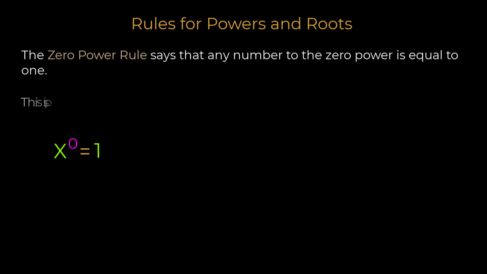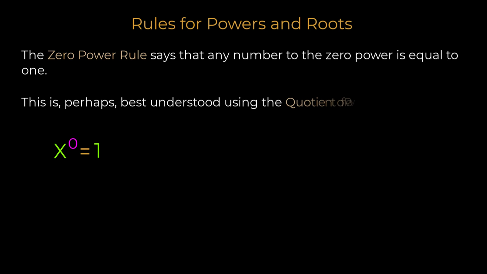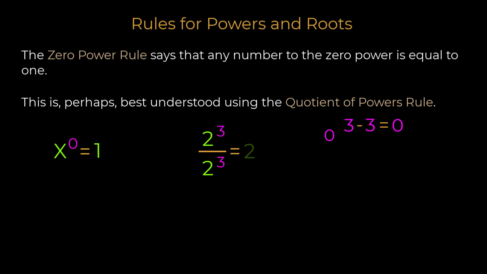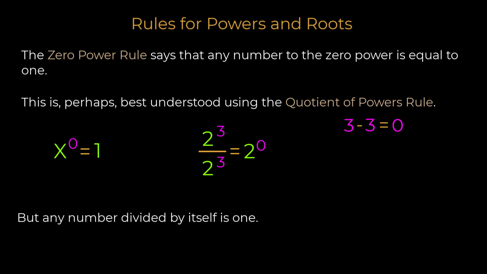Again, I think this is best understood using the quotient of powers rule. Let's take 2 cubed divided by 2 cubed. Using the quotient of powers rule, when I subtract the exponents, I get 2 to the 0 power. But we know that any number divided by itself is simply 1. So 2 to the 3rd power divided by 2 to the 3rd power also equals 1. Therefore, 2 to the 0 power equals 1.